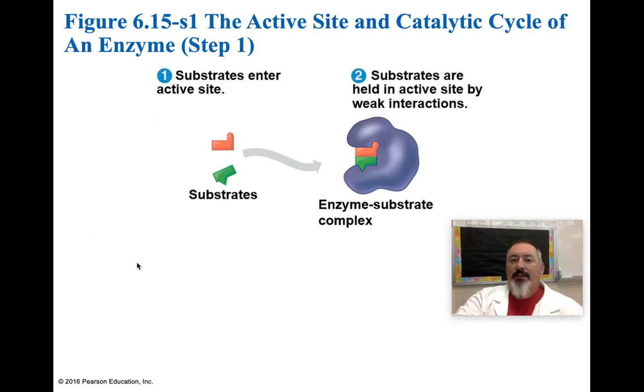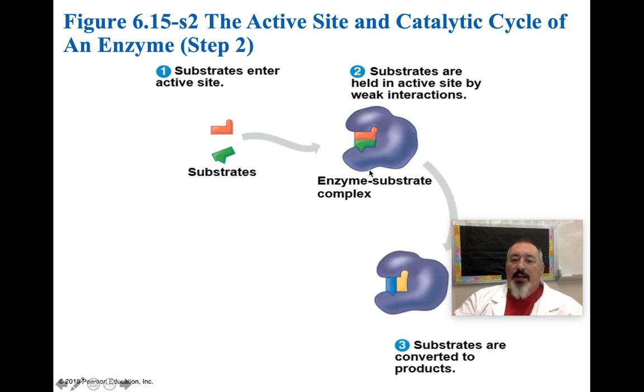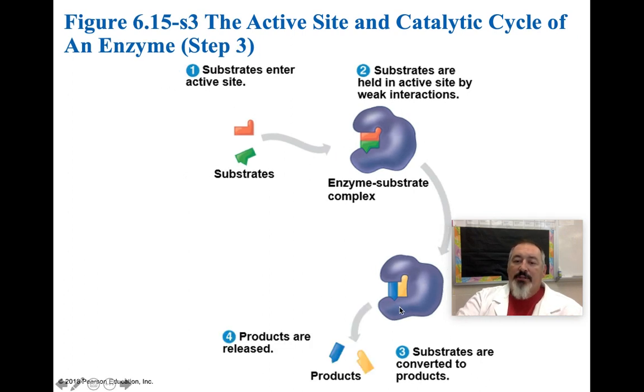So let's take a look at these substrates. We can see two different substrates, this red and green, that are going to fit perfectly in this enzyme. And notice how perfectly honed it is. So now that it has gone through and it has bonded, this is now called the enzyme substrate complex, where we're going to have the actual chemical reaction take place. As a result of that catalyzed reaction, you're going to have products which are going to be generated.